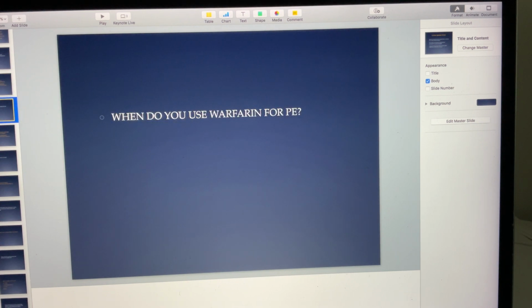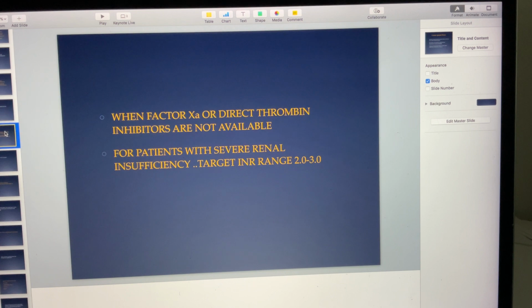Next question: when do you use warfarin? Okay, when do you use warfarin for patients who have pulmonary embolism? You use warfarin when factor X or the direct thrombin inhibitors that I previously mentioned are not available. Okay, and you also use warfarin with patients who have severe renal insufficiency, and the target INR that you want to watch out for is between 2 and 3.